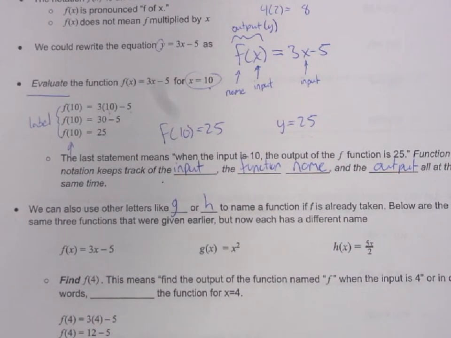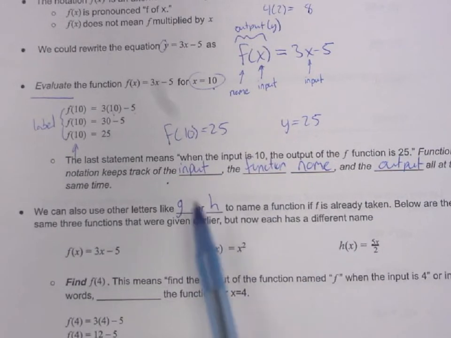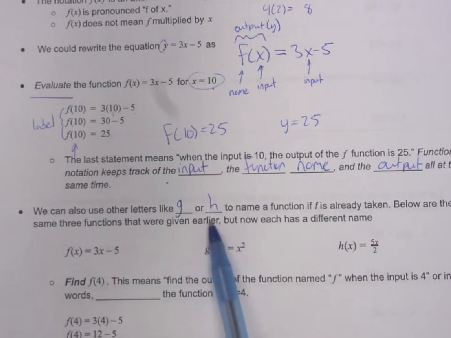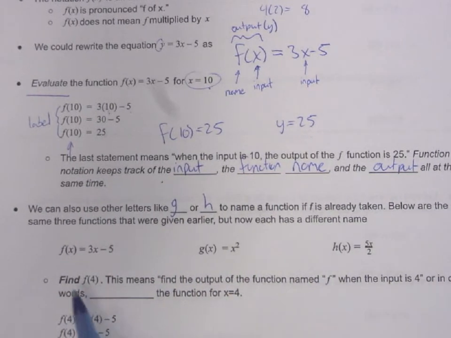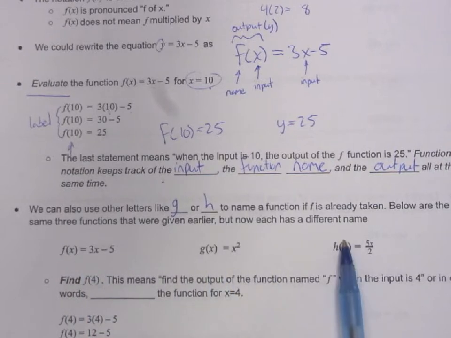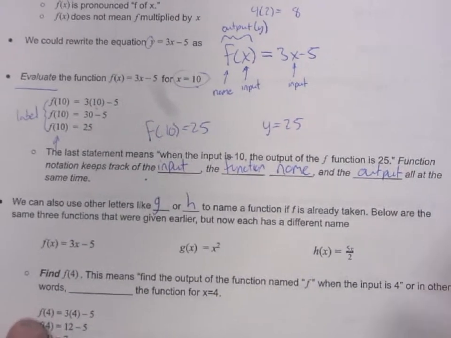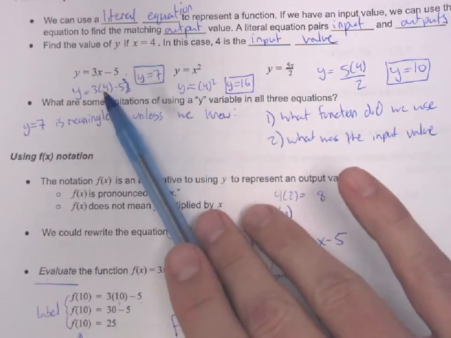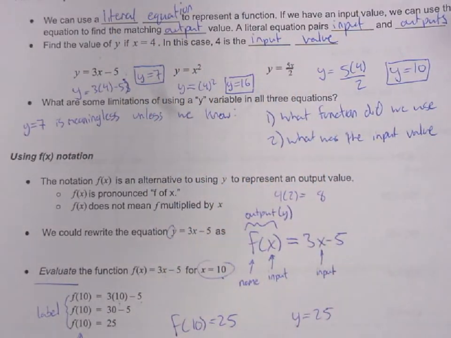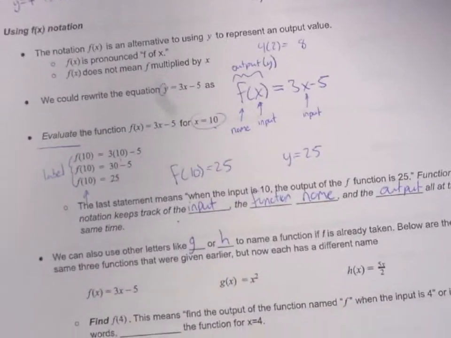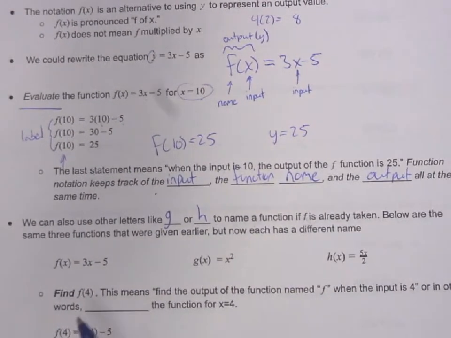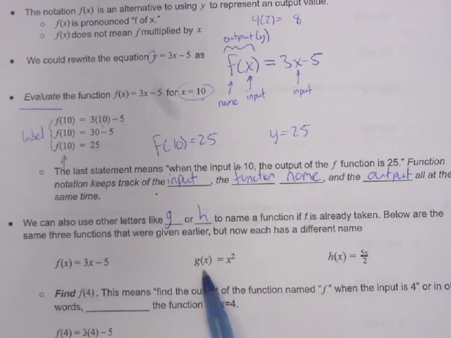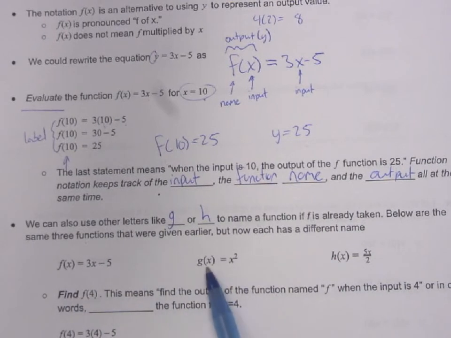So f stands for function. That's kind of obvious. G and H are the letters that come after F in the alphabet. So you start with F, and then you say, okay, next function we'll call G, and the next function after that we'll call H. So in this scenario, we have the same 3 functions that we had at the very beginning of the notes, right? It's these same guys, 3x minus 5, x squared, 5x over 2. We have all those same guys, but now we have different names for them. Instead of y, we have f of x, g of x, and h of x. So they all have different names.